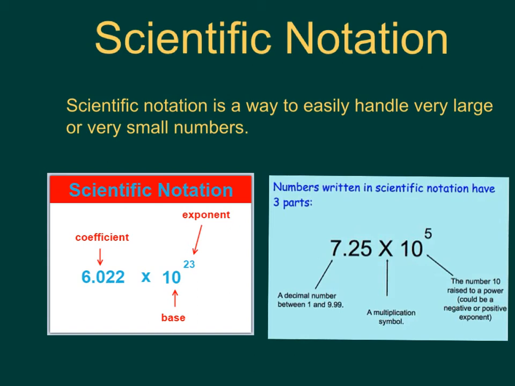This lesson is over scientific notation. Scientific notation is a way to easily handle very large or very small numbers. It is written in a specific way.